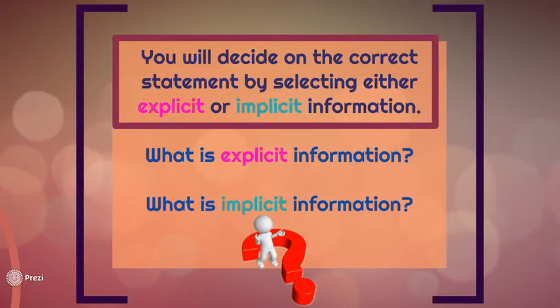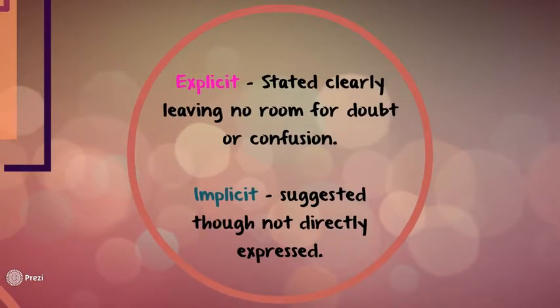So let's just have a little reminder again of what explicit and implicit information is. I know we've been over this before, but it's an integral part of question 2, and in fact, a crucial part of the paper in general. So, to decide whether information is explicit or implicit, you would need to know a bit of background on them. So explicit information is stated clearly, leaving absolutely no room for doubt or confusion.